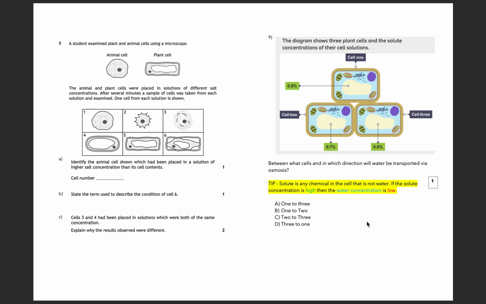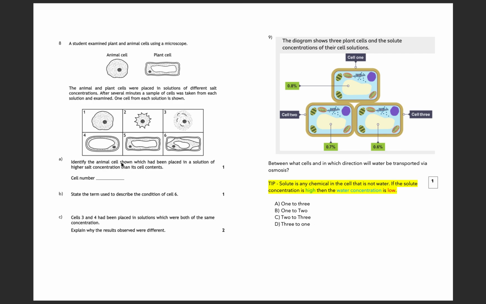Question 8. So this should look familiar. So we've got two cells, an animal cell and a plant cell, and at the top you've got what's happened to the animal cell, at the bottom what's happened to the plant cell. A. Identify the animal cell shown which had been placed in a salt solution of higher salt concentration than its cell contents. If it's a higher salt concentration, it means it's a lower water concentration. So if it's being placed in somewhere with an extremely low water concentration, you should be putting together that because of osmosis, the water's going to move out of the cell.